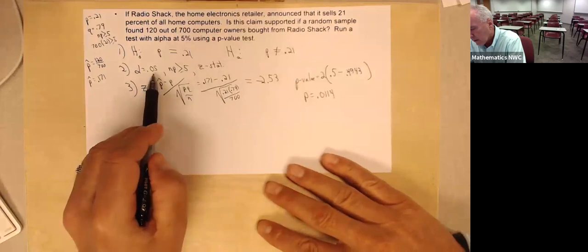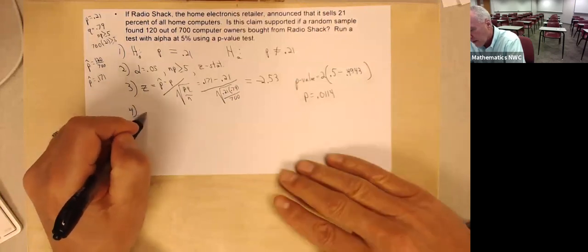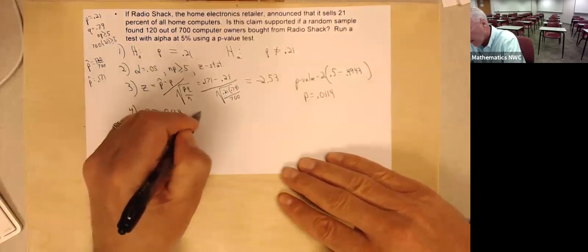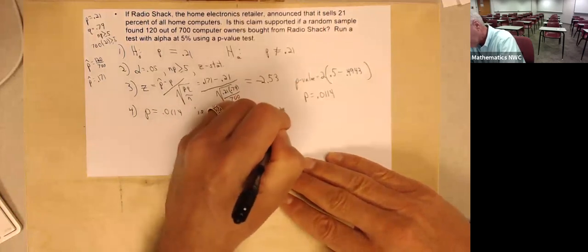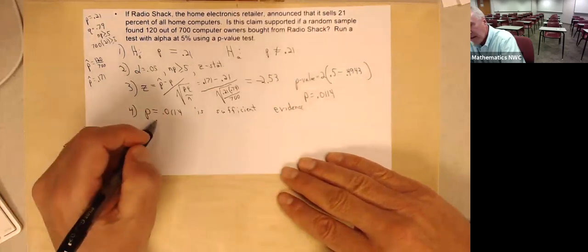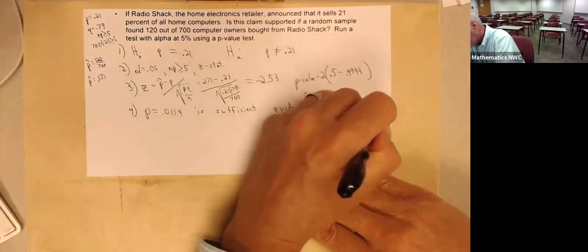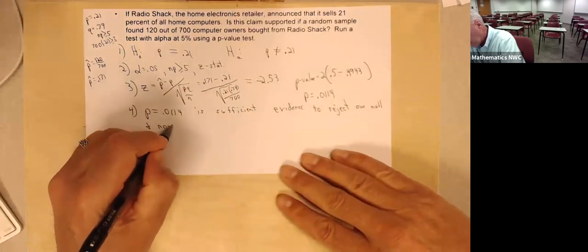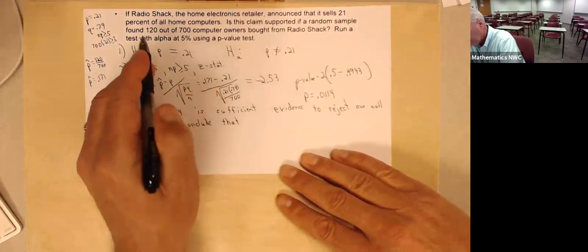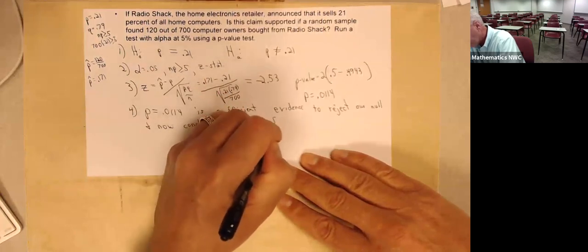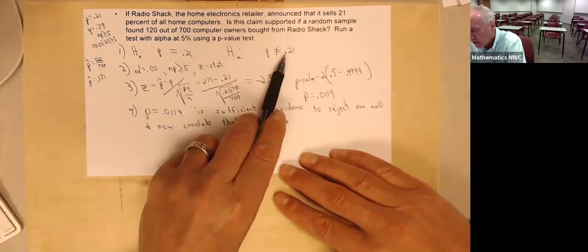I compare it to the alpha. Because it's less than the alpha, that gives me sufficient evidence. So in this case, p equal to 0.0114 is sufficient evidence to reject our null and now conclude that Radio Shack, now watch carefully once, we're concluding that it's not equal to 21%.